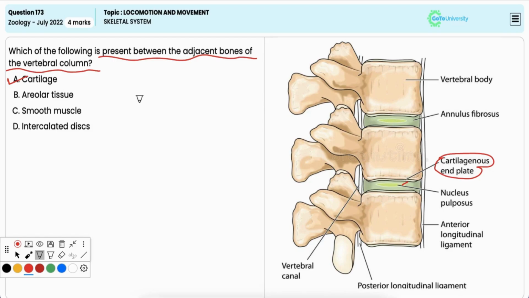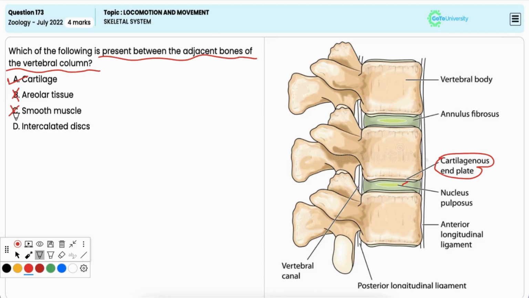Option B, areolar tissue. It is incorrect. It is a type of loose connective tissue found in various parts of the body but not between the bones of the vertebral column. Option C, smooth muscle. It is also incorrect. Smooth muscle is found in various organs and blood vessels, not between vertebral bones.